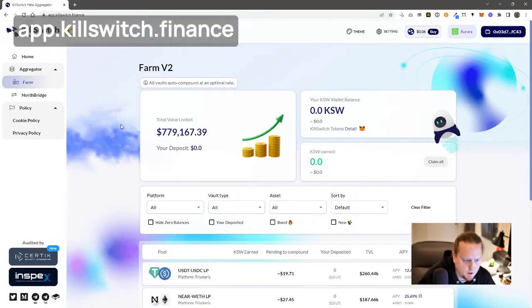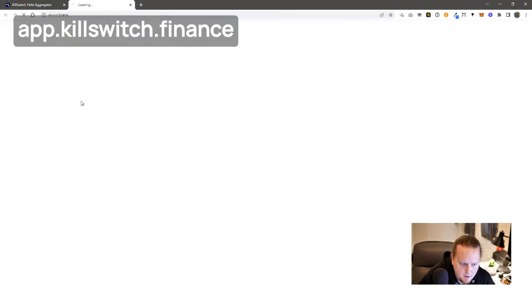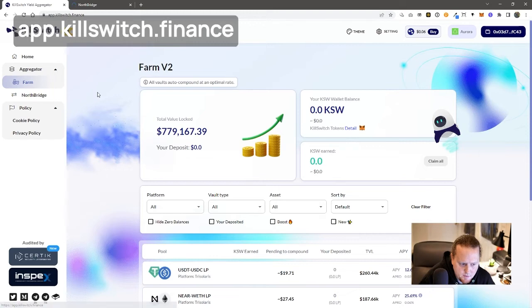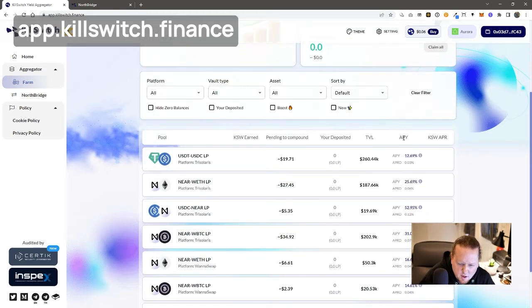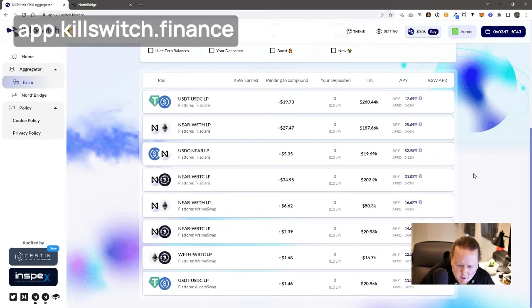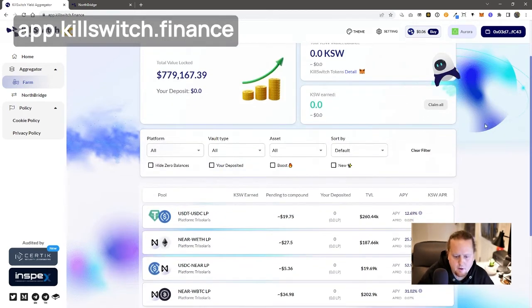The last project we're going to look at is Killswitch Finance. This is a newer project, and they provide bridging functionality as well as farming. So you can see you have the potential to earn pretty good APY here. Some of these up to 50% APY, but you're dealing with much more stable coins. So basically, it's another auto-compounding farm for liquidity pooling.